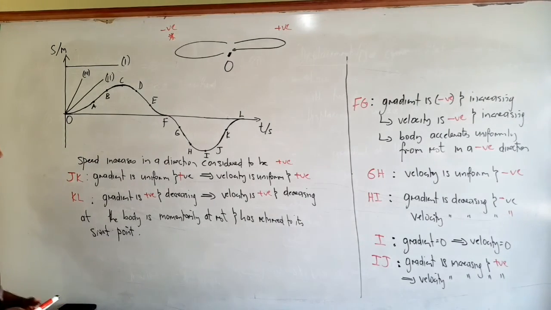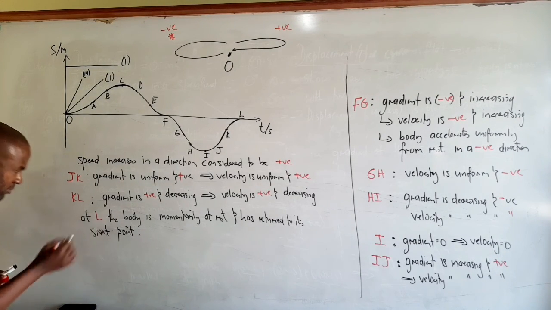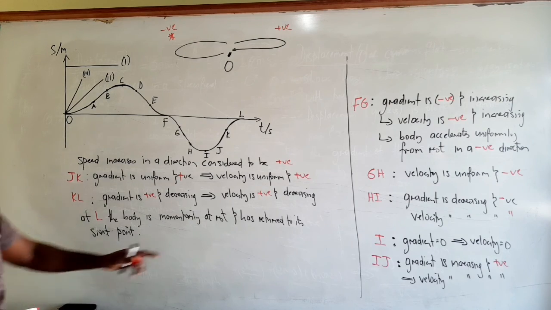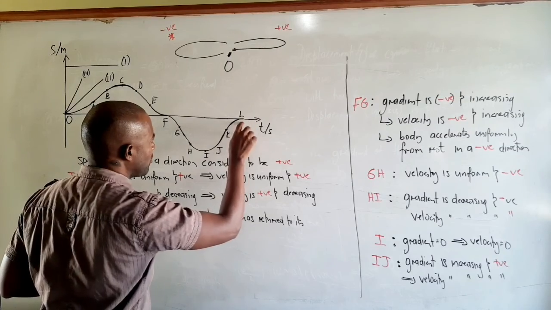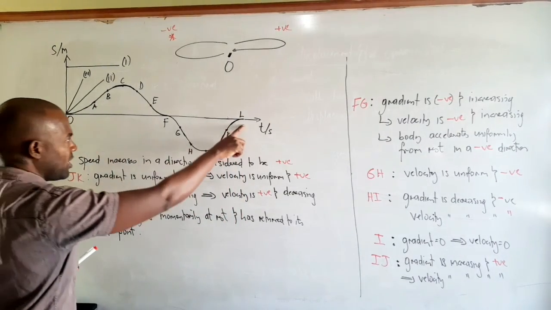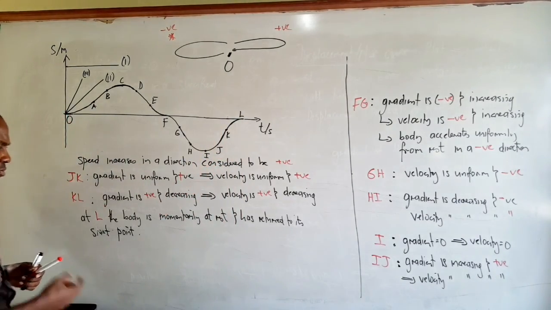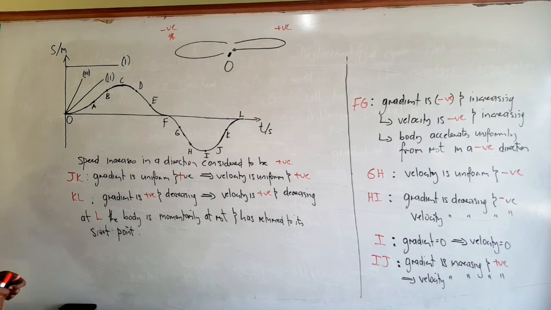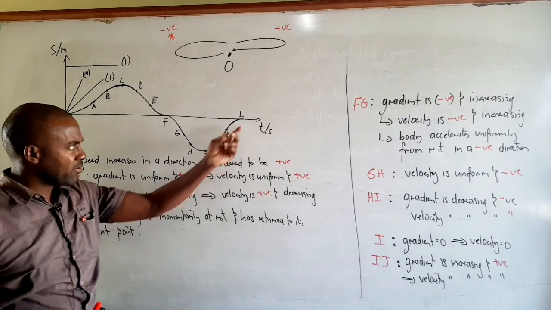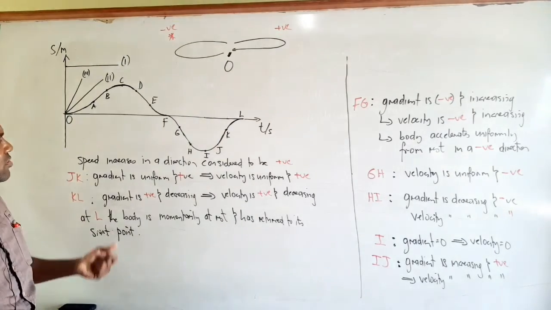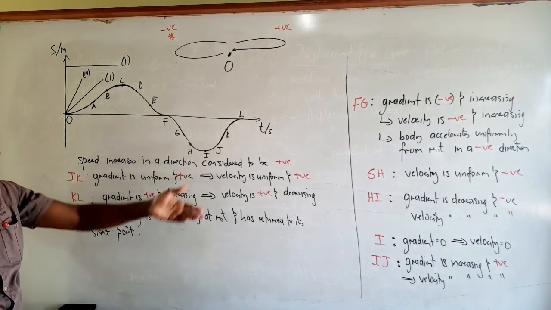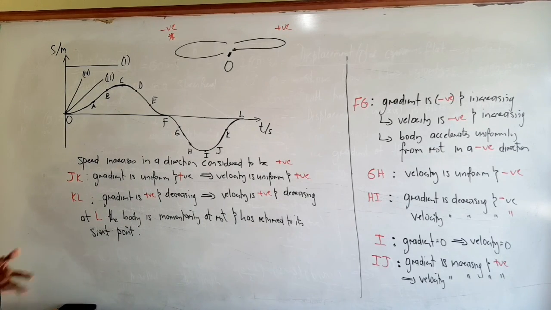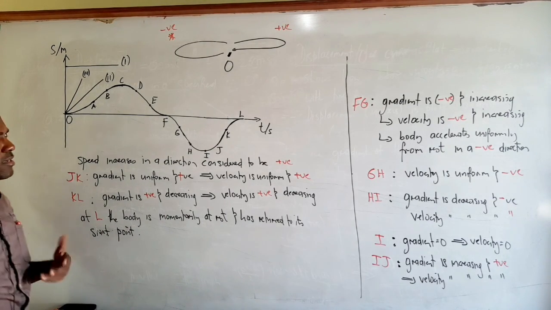Now at L, the body is momentarily at rest because the graph is now flat once more, the gradient is equal to 0, and therefore the velocity is equal to 0. But if you notice now, it is again on the x-axis, which means the displacement is once again equal to 0, and the body has returned to its starting point.